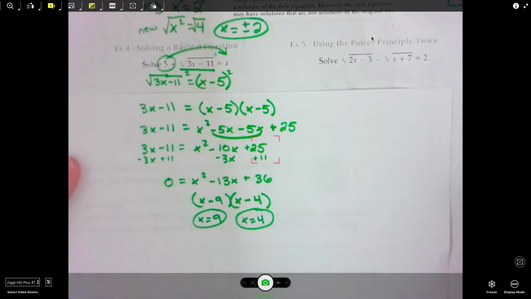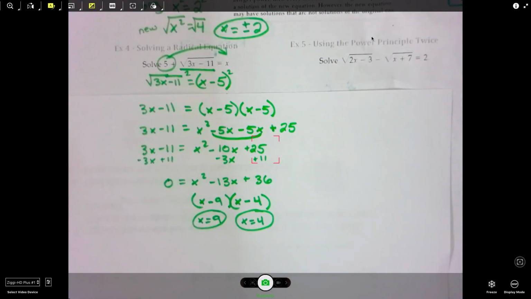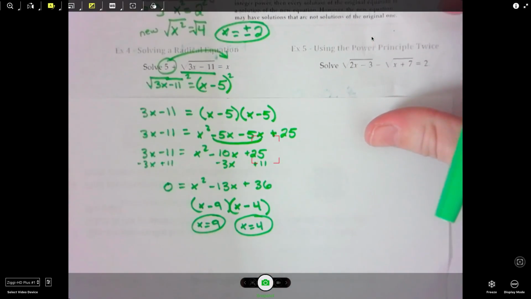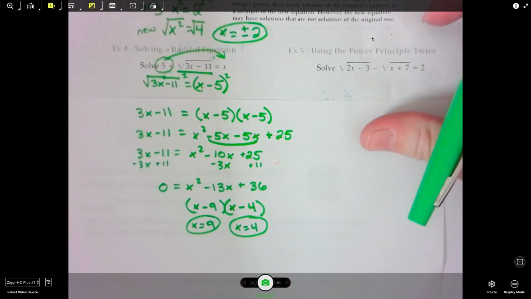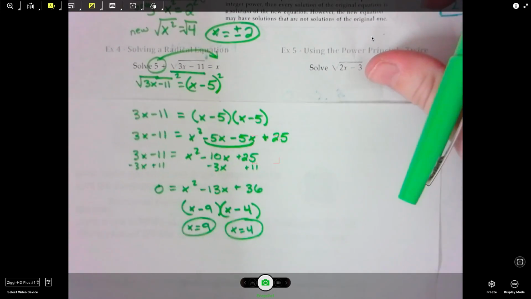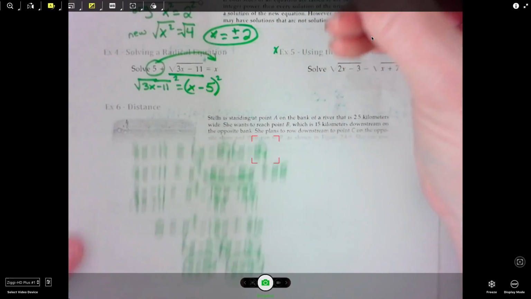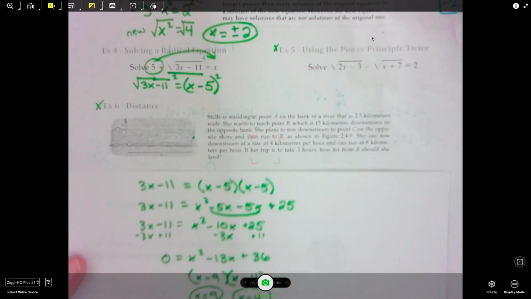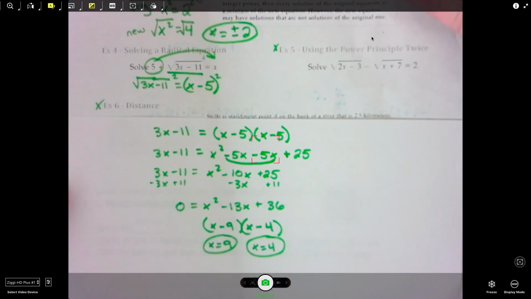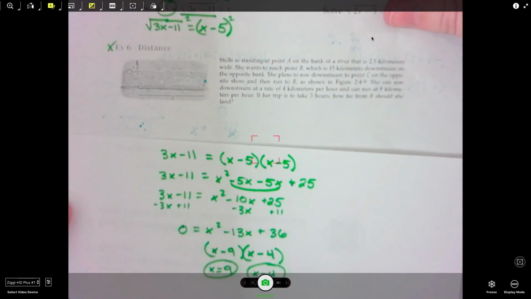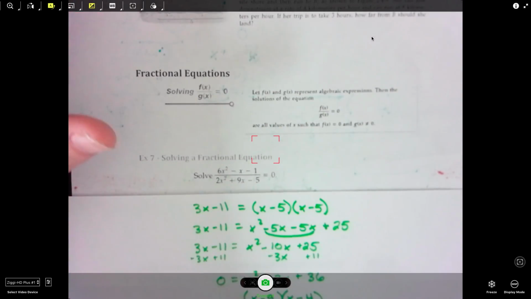Right? That's what happens when you take and square that square root. Okay? All right. For right now, I'm going to skip example 5 and I'm going to skip example 6. We can talk about those more on your homework assignment, but I'm going to skip 5 and 6 and go straight down to fractional equations.